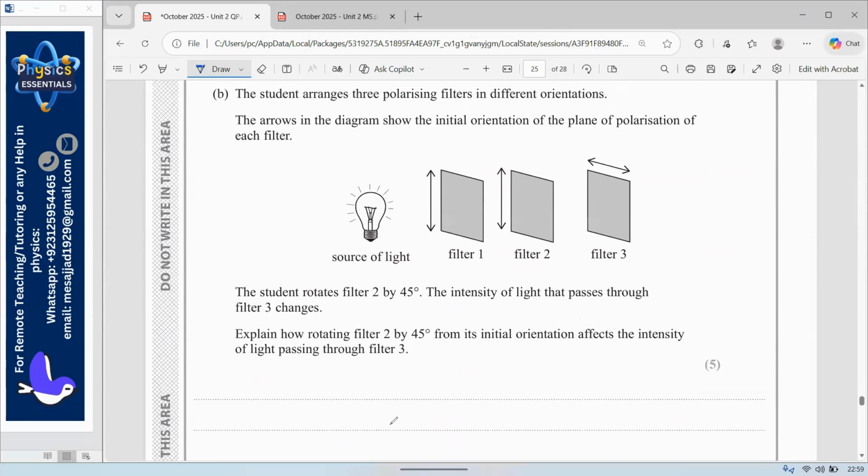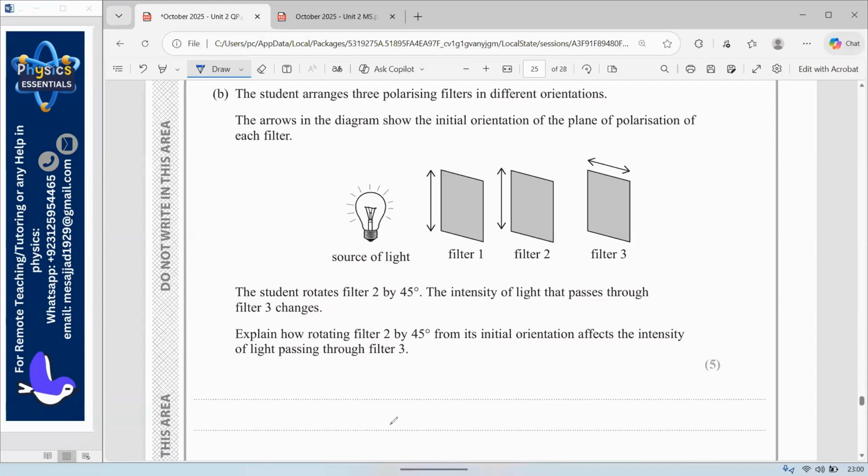The student arranges 3 polarizing filters in different orientations. The arrows in the diagram show the initial orientation of the plane of polarization of each filter. The student rotates filter 2 by 45 degrees. The intensity of light that passes through filter 3 changes. Explain how rotating filter 2 by 45 degrees from its initial orientation affects the intensity of light passing through filter 3.